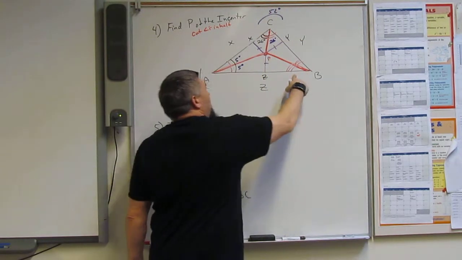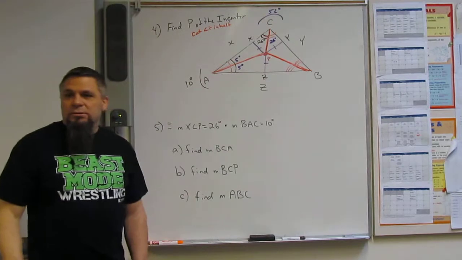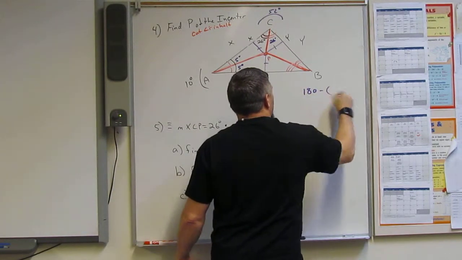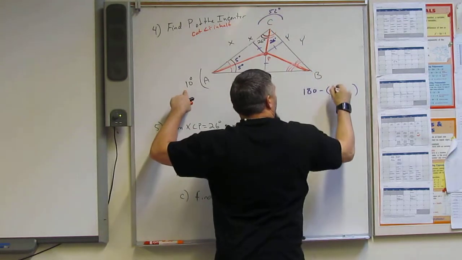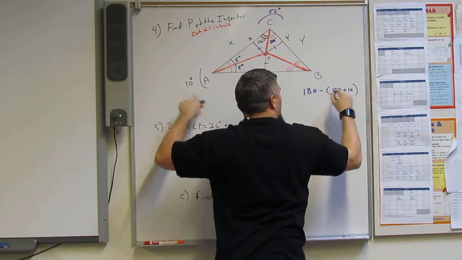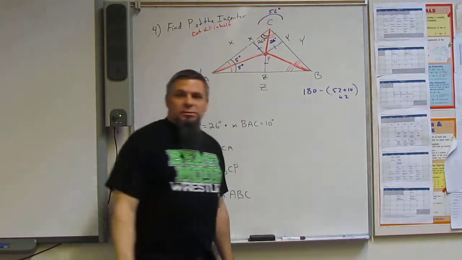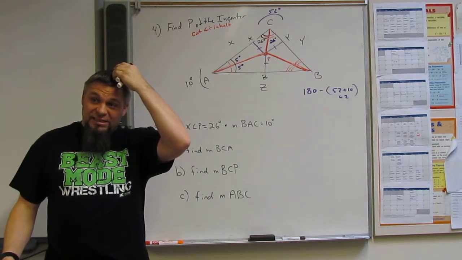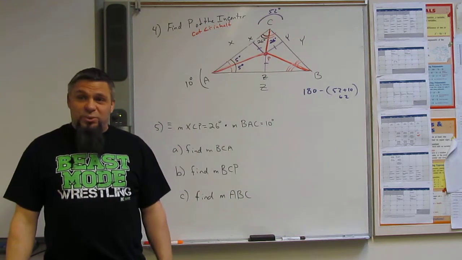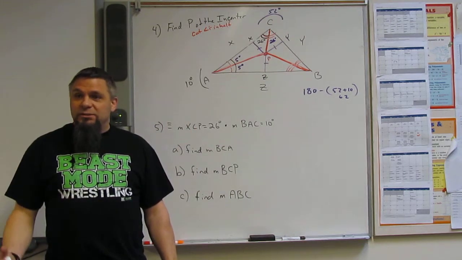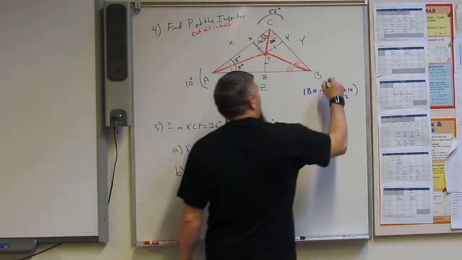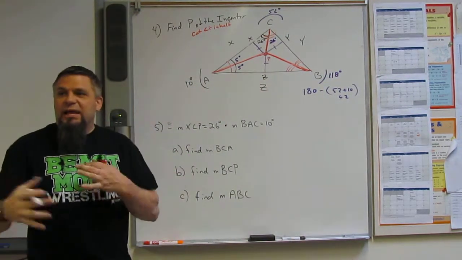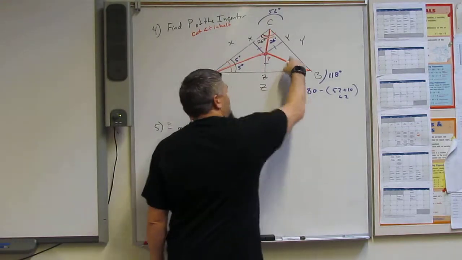So what does that make this guy? 180 minus 52 plus 10, or 62. 180 minus 62? Well, 180 minus 60 is 120, so minus 2 is 118. 118. And then we cut that in half to figure out these two.